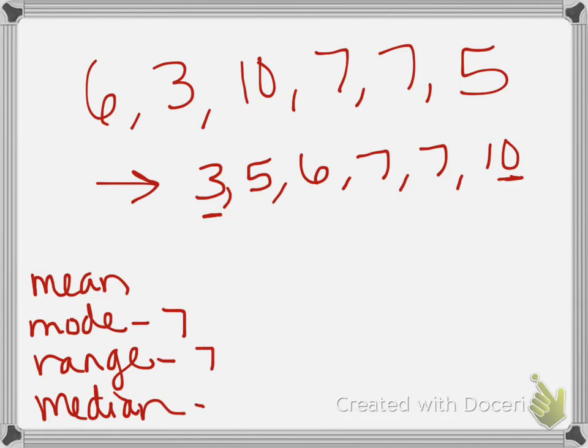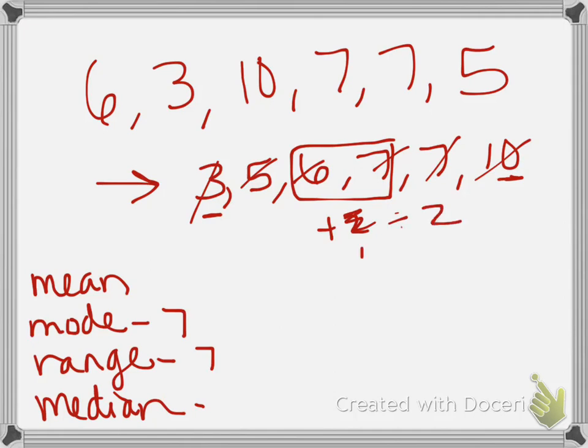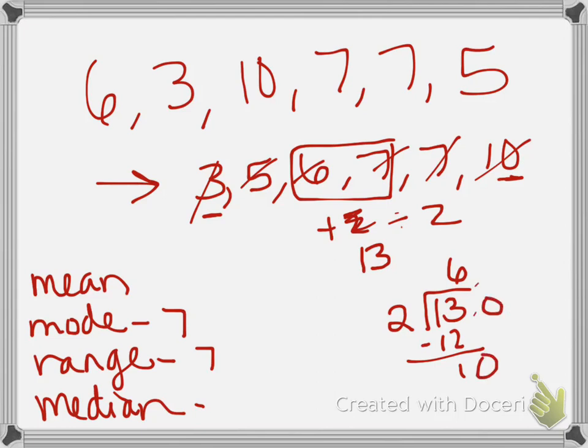Let's look for the median. I'm going to kind of cross off as I go. One from the end, one from the beginning. And now I'm stuck with these two middle numbers. So if you remember, I'm going to add them together. And then I'm going to divide by 2. 6 plus 7 is 13, and I've got to divide by 2. 2 goes into 13 6 times. 6 times 2 is 12. And this is where you get that decimal so we can bring down the 0. 2 goes into 10 5 times, so my median is 6.5.